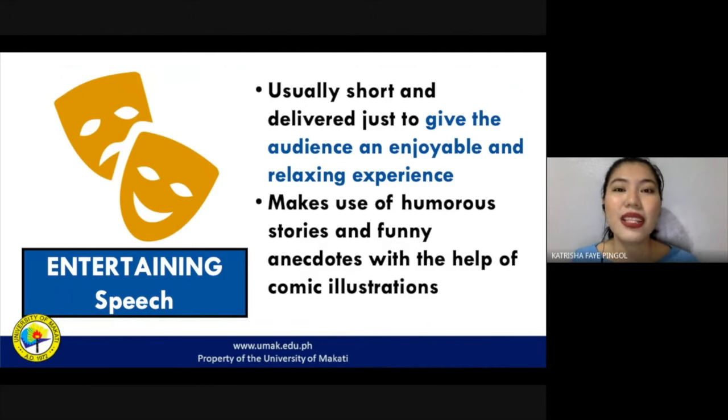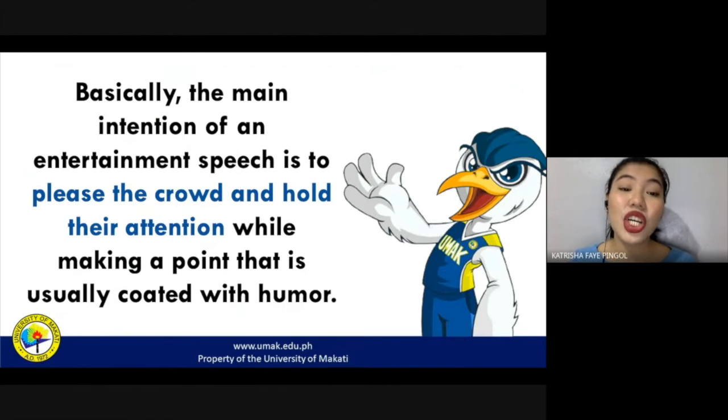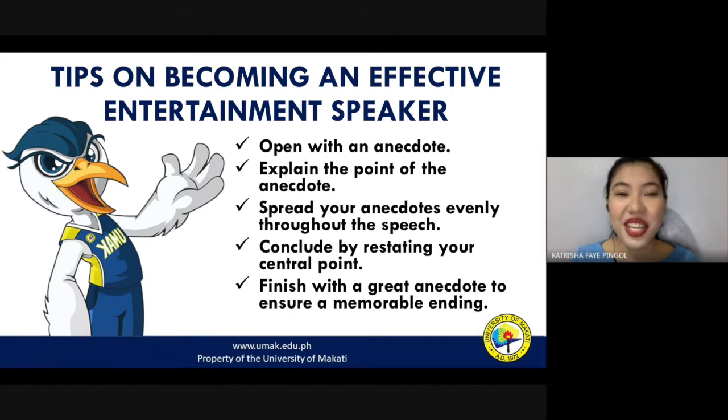Okay, so its main goal is to make the audience laugh, to make them at ease, okay, while listening to you. Basically, the main intention of an entertainment speech is to please the crowd, make them happy and hold their attention while making a point that is usually coated with humor. Here are some tips on becoming an effective entertainment speaker.